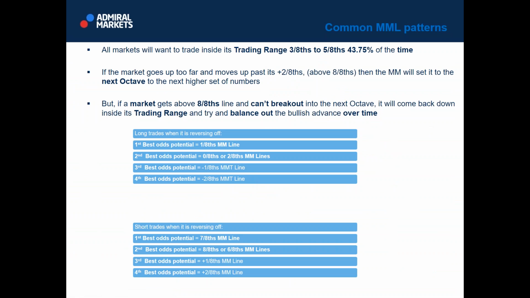So now this is what we will mention also. All markets will want to trade inside this 3/8 to 5/8 trading range, and it will be like 43.75% of the time. If the market goes up too far and moves up past its 2/8, then the Murrey Math will set it to the next octave. That is what I said.